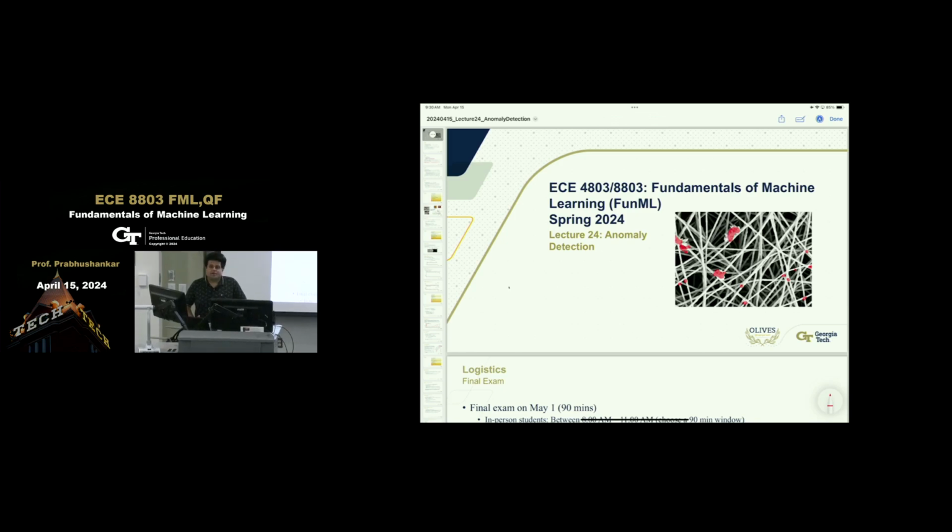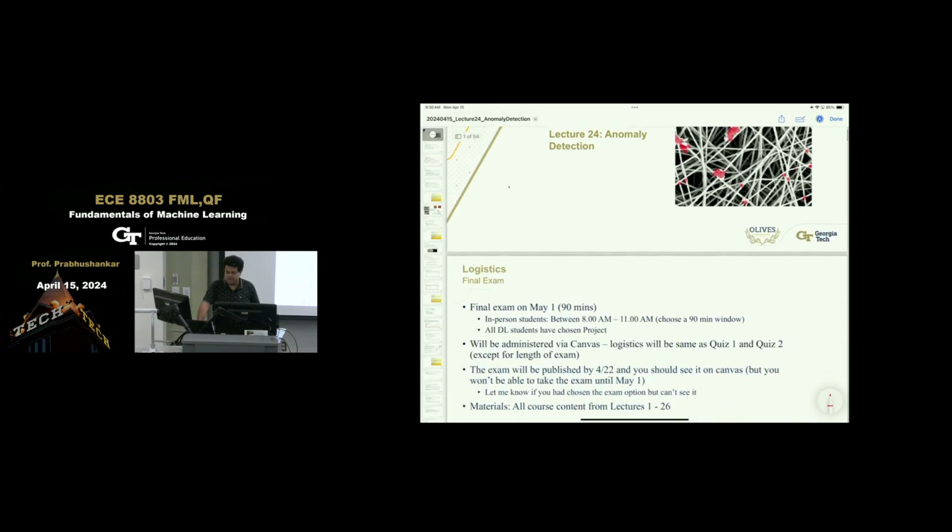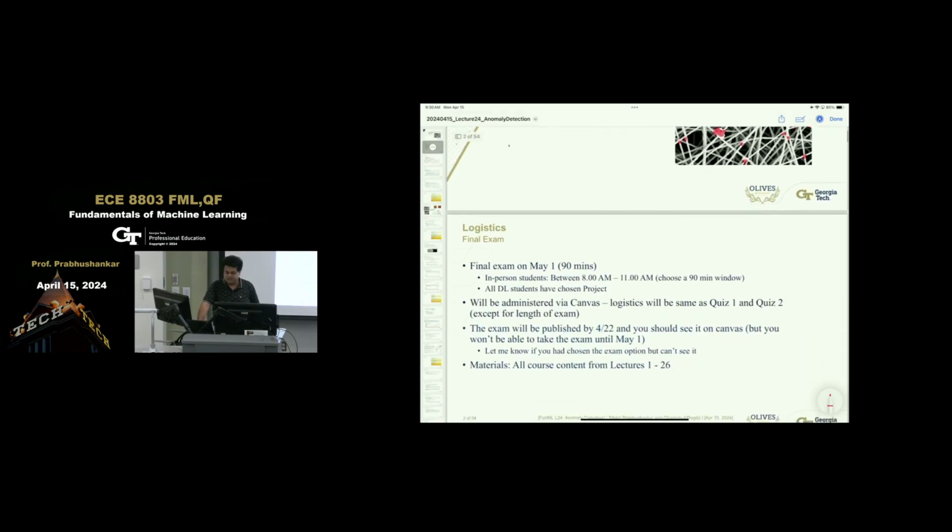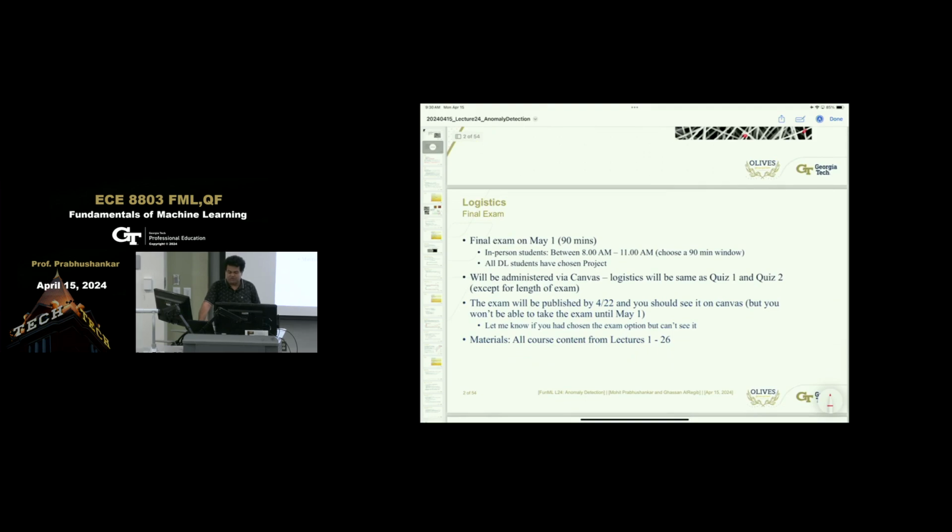All right, good morning. So today will be lecture number 24. We'll discuss anomaly detection. But before going into that, there's quite a few logistical items I want to discuss. Firstly, about the final exam.